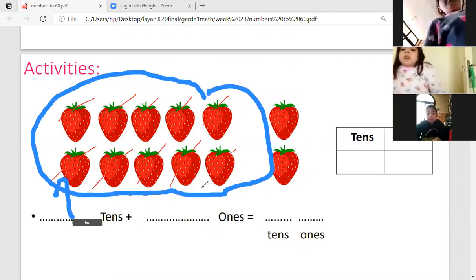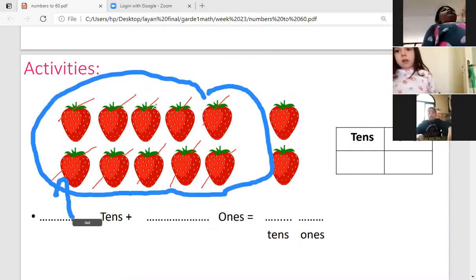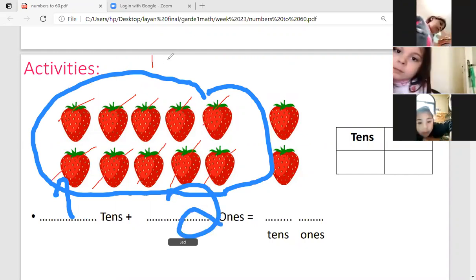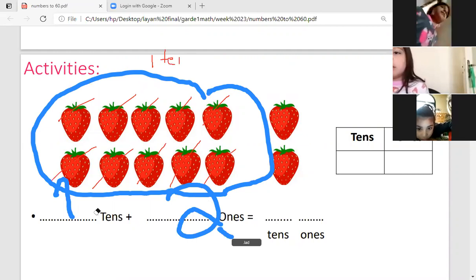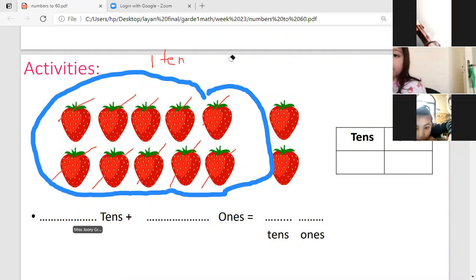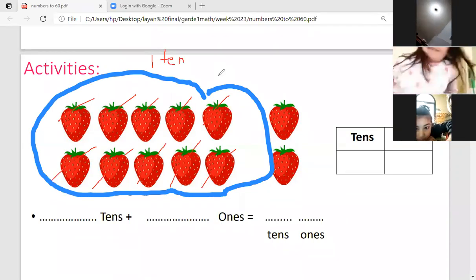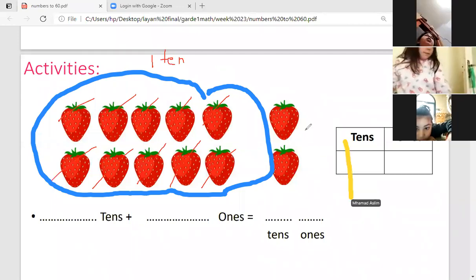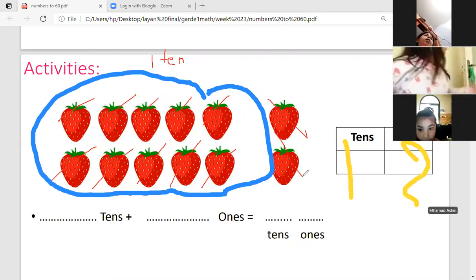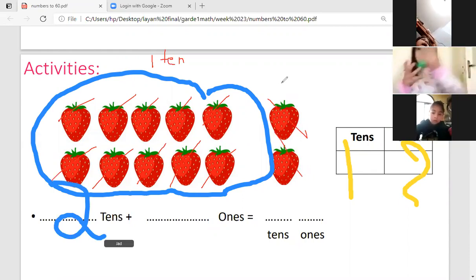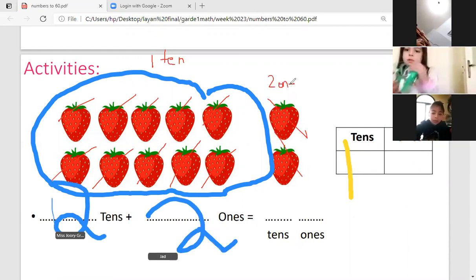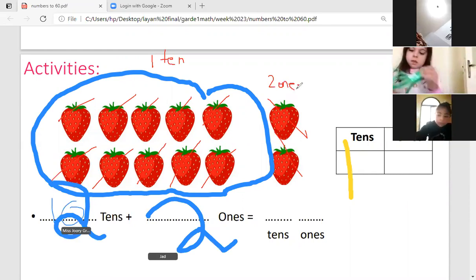1, 2, 3, 4, 5, 6, 7, 8, 9, 10. Excellent. So this is the first 10. We circle it and write above it 1 ten. This group has 10, we call it 1 ten. Now we count the remaining. Let us see. 1, 2. Here I have 2 remaining. What do I call them? 2 ones. After counting, I'm going to fill the table.